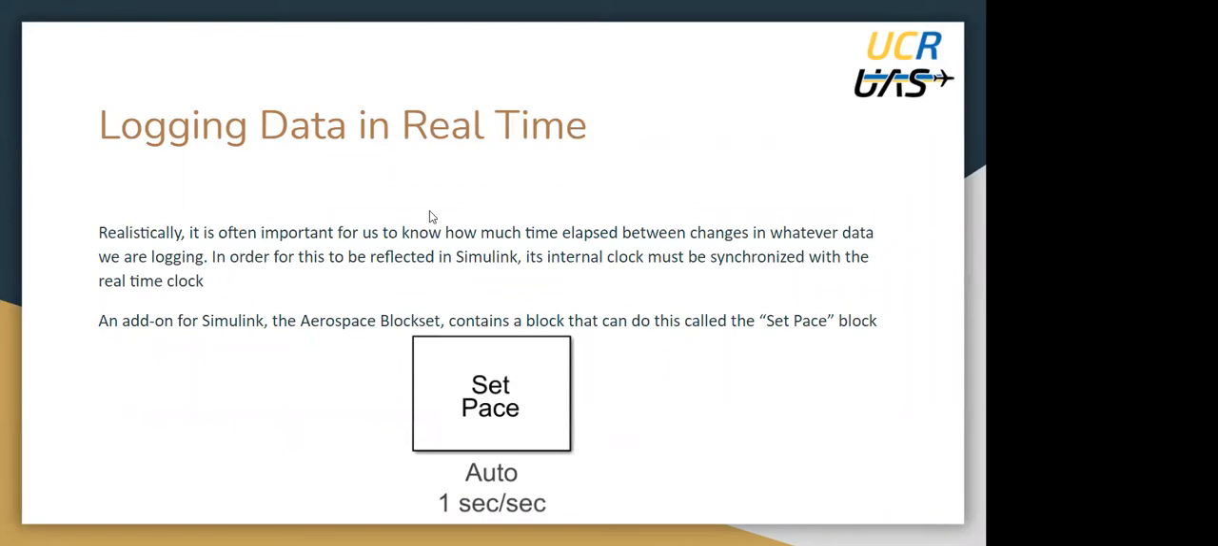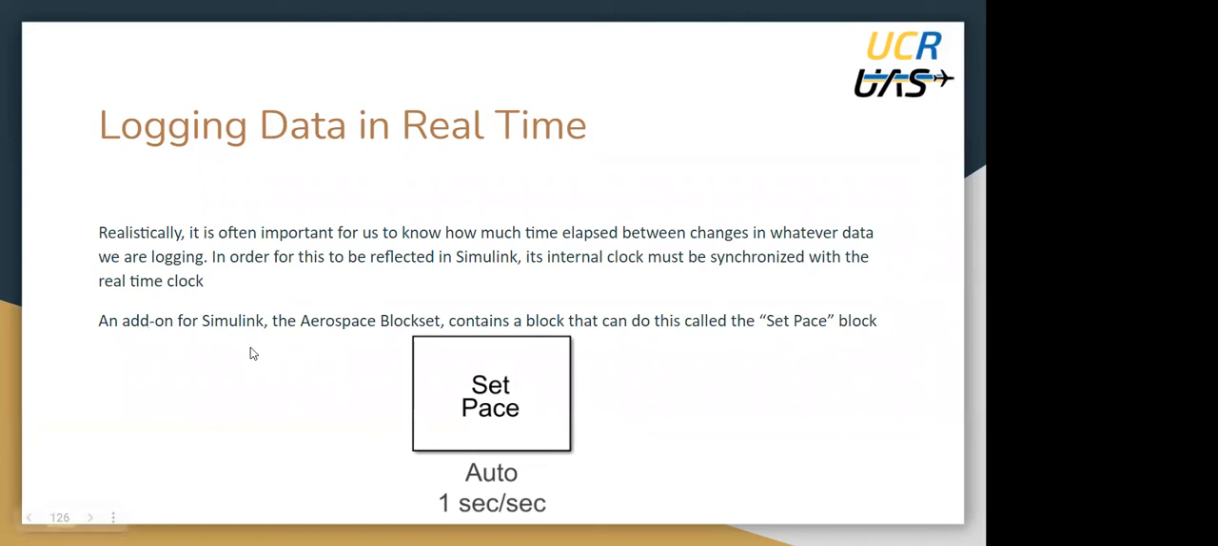Realistically, it's often important for us to know how much time elapsed between our samples or between changes in whatever data we're logging. In order for this to be reflected in Simulink, its internal clock must be synchronized with the real-time clock, so it accurately tracks how much time has elapsed.